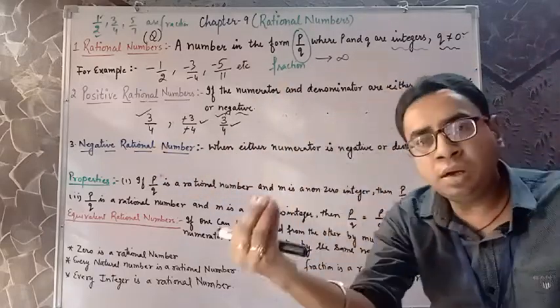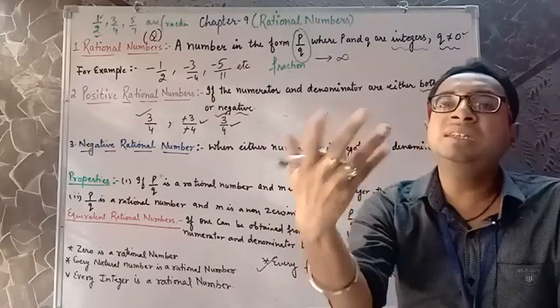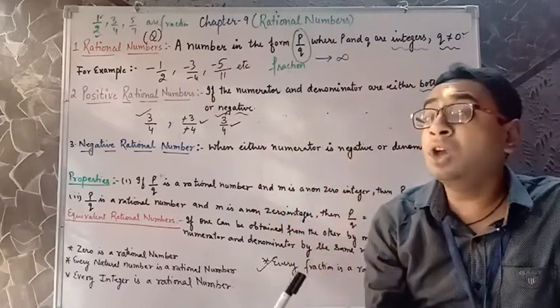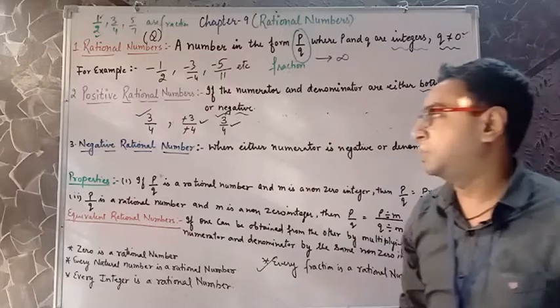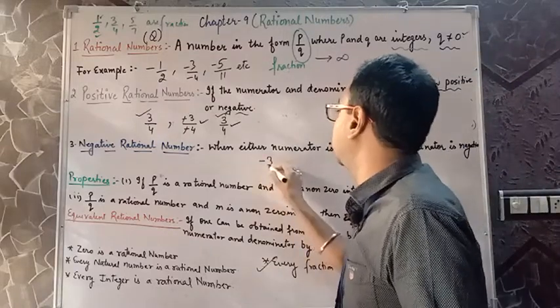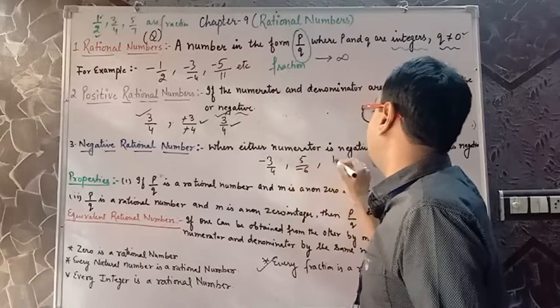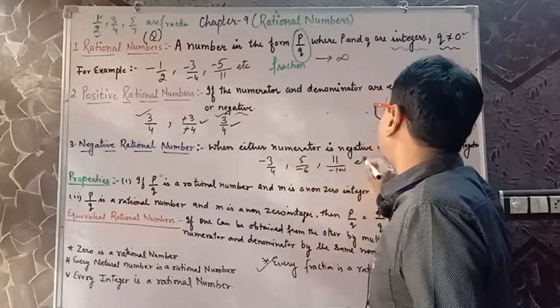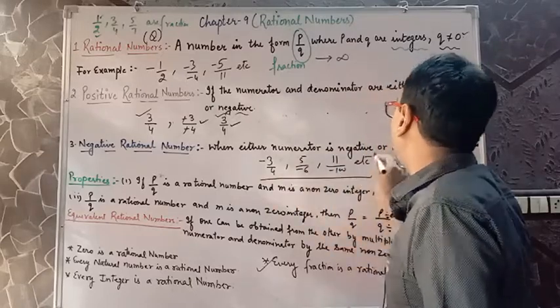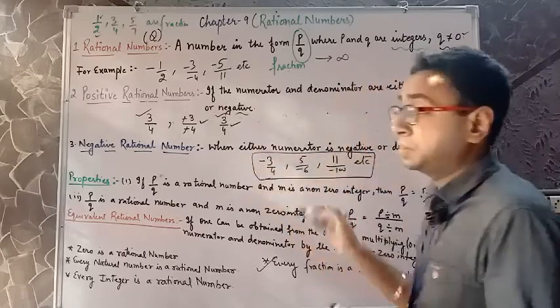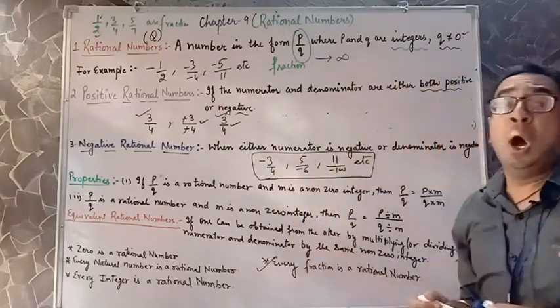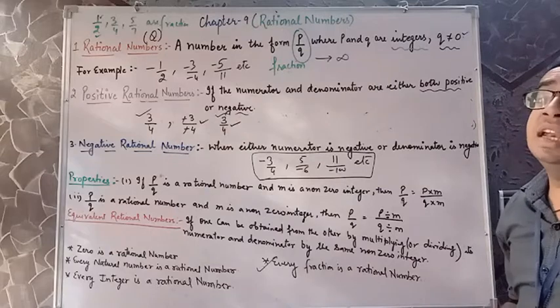Negative rational number, you know it very well. Either numerator or denominator must have a negative sign. That is what your negative rational number is. Examples: minus 3 by 4, 5 by minus 6, 11 by minus 100, etc. All are examples of negative rational numbers, because either numerator or denominator has a negative sign.